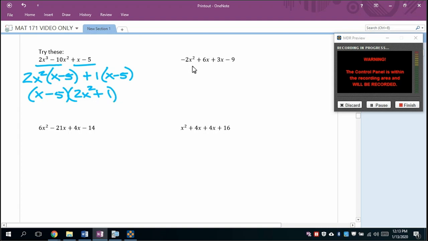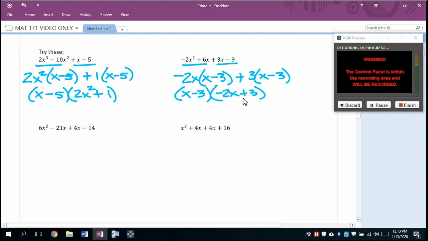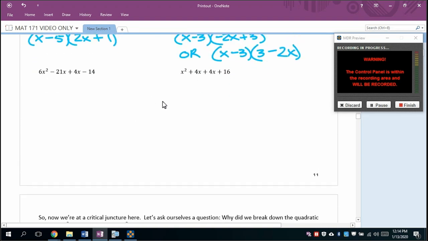And that's it. So how can I factor this one? Well, I'm going to take a negative 2x out, and that will be x minus 3. And I can take a positive 3 out, then giving me x minus 3. So what happens here is I have x minus 3 multiplied by negative 2x plus 3, or I can rewrite this obviously as x minus 3 times 3 minus 2x if I really want. So that can be done. And I'm going to continue on here.